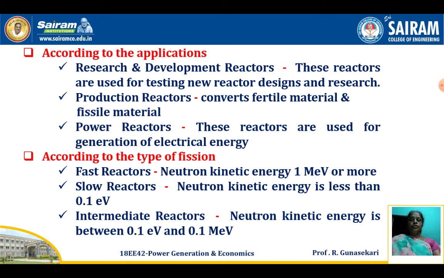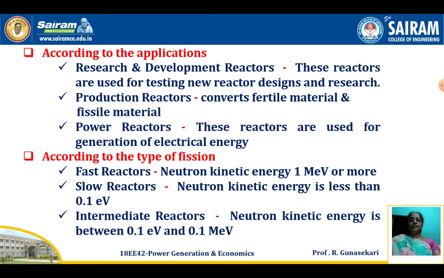Then, according to the applications, what are the types of nuclear reactors? First one is research and development reactors. These reactors are used for testing new reactor designs and research. Then production reactors convert fertile material into fissile material. Then power reactors. These reactors are used for generation of electrical energy. So according to the applications, the nuclear reactors can be classified into three types. One is research and development reactors, second is production reactors, third is power reactors.